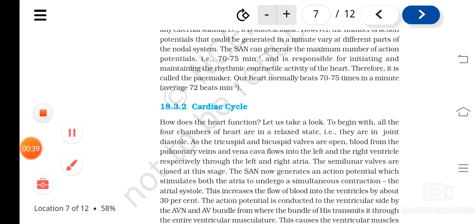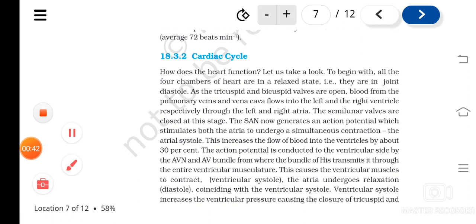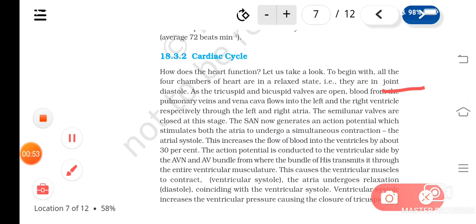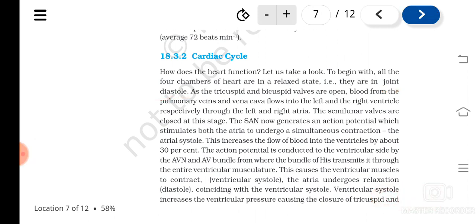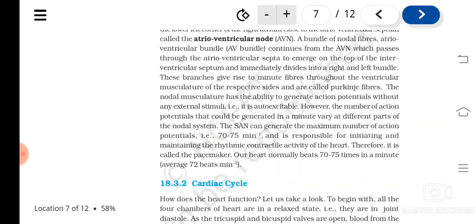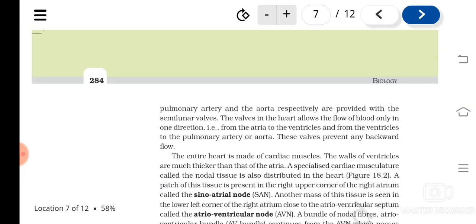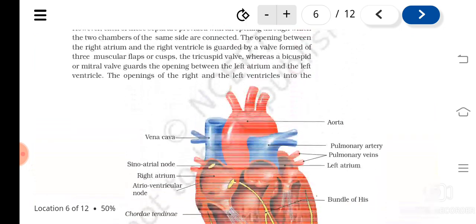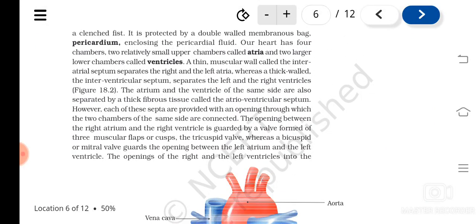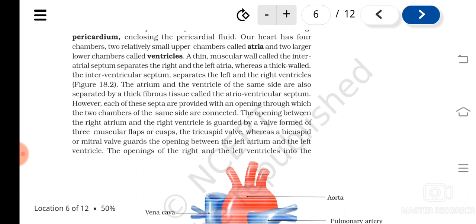As you know, there are four chambers in the heart, isn't it? And when all these chambers of the heart are in the relaxed state, it is known as the joint diastole. Clear? And at that time, the tricuspid valve and bicuspid valve. Do you remember what they are? The tricuspid valve is present on the right side, and they help to control the backward flow of the blood.